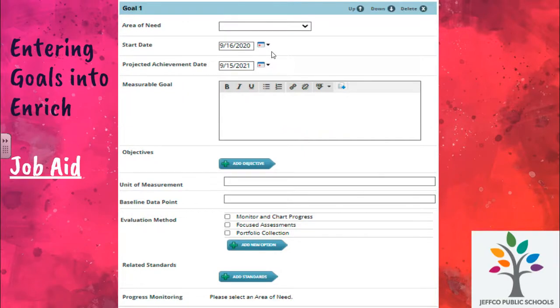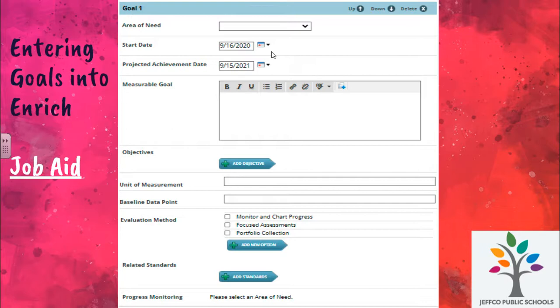I'm not going to go into detail here on entering goals into Enrich, but notice that there is a job aid on this screen, which I believe was made by Annie Habercorn, and that can guide you through writing goals. But what I want you to notice here is that it does a nice job guiding you through the necessary components of a goal. The meat of the SMART goal is going to be located in the large area titled Measurable Goal, and all the other components in this section, such as the unit of measurement, will come right from the SMART goal, and they'll provide a clear link to the method of progress monitoring.